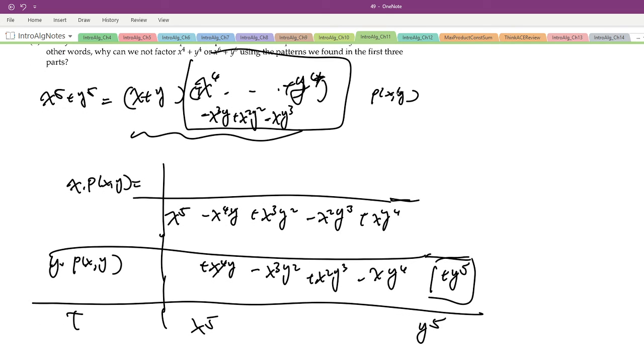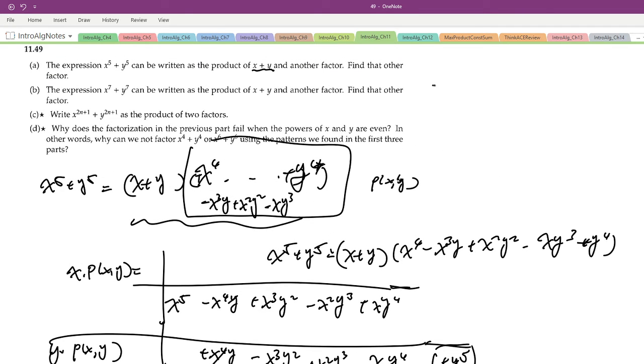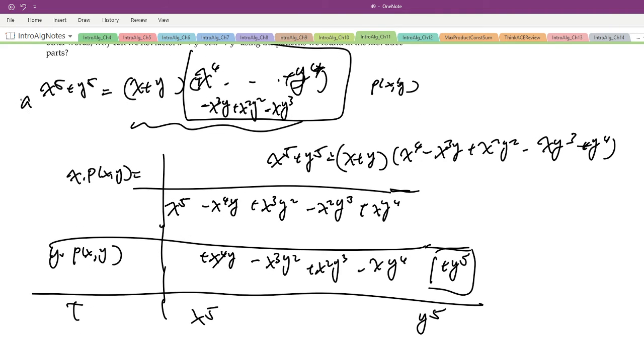So only x^5 and y^5 are left. That's why you can see x^5 + y^5 is equal to (x + y) times, starting from x^4 minus x^3y plus x^2y^2, then minus xy^3 and plus y^4. Okay. Then you can also do the same thing for x^7 + y^7, right? So this is the A, and I also talked about the B already. You can follow the same method.